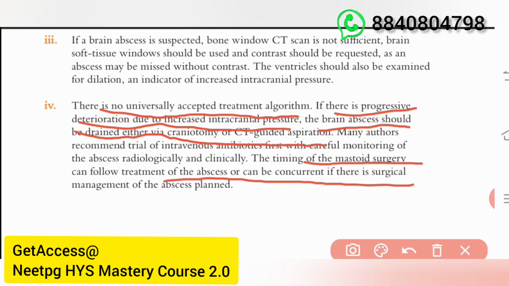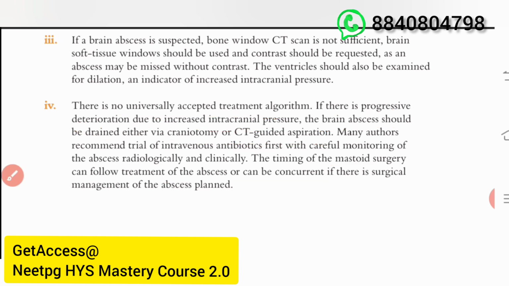Mostly it is a combined effort by the neurosurgery and the ENT team, but if you are confident enough, you can do both the things at the same sitting, that is mastoidectomy along with drainage of the otogenic cerebellar brain abscess. For one case of a similar kind, I have posted the video on YouTube, you can also find it from there.